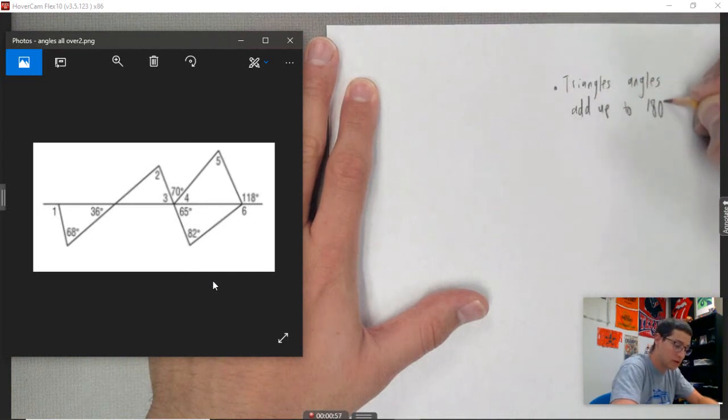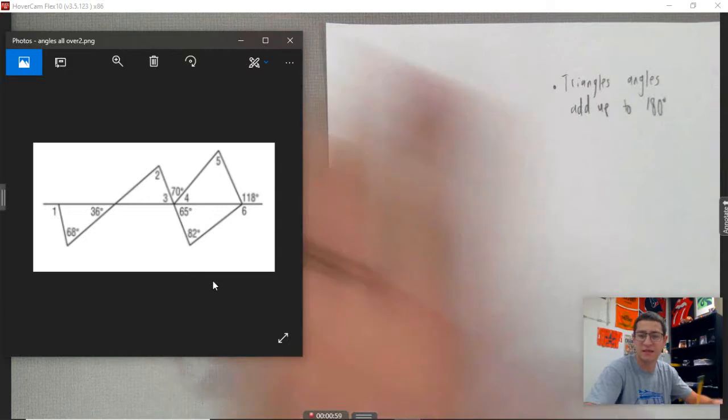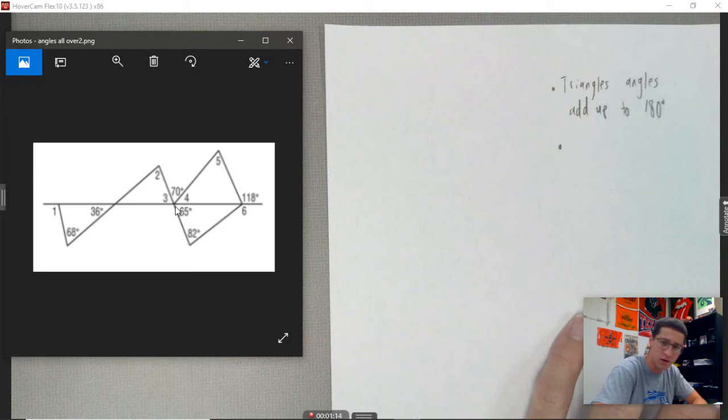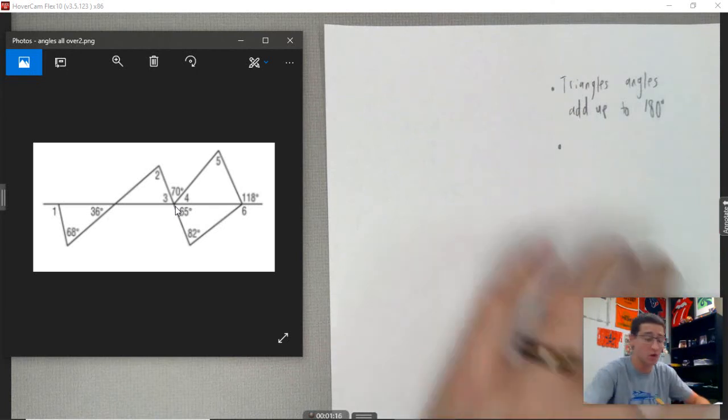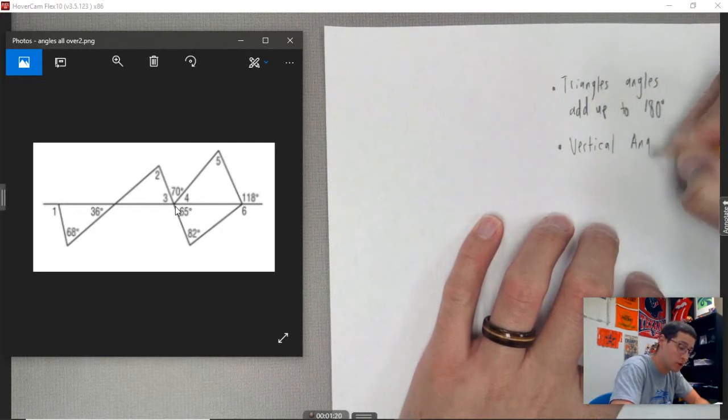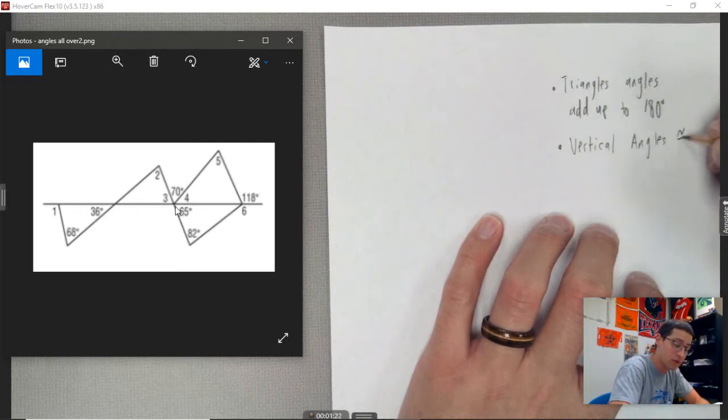up to 180 degrees. Okay, so when I see something like this, where you've got triangles and you know some of the angles and you don't know some of the angles, that's definitely a property that you want to keep in mind. Okay, so that's one thing to remember there. Another thing to remember is what we know about vertical angles. Remember, we know that they are congruent.